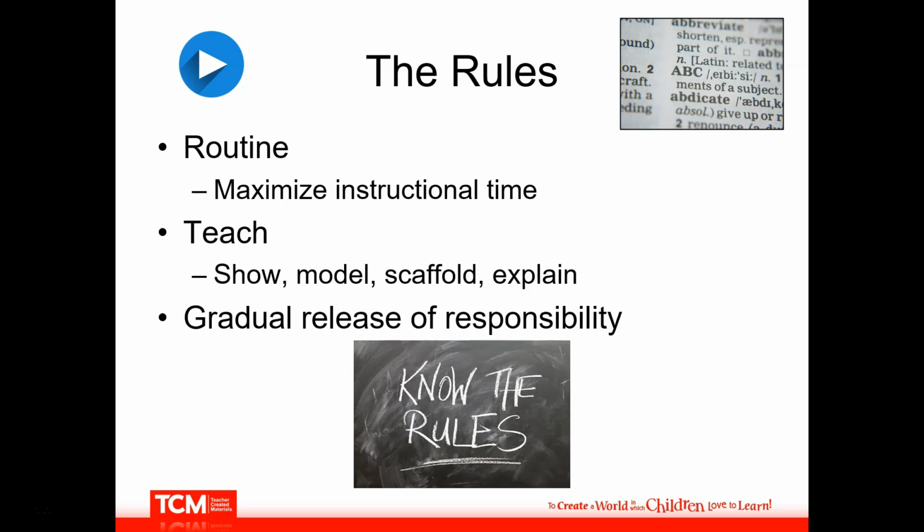That we need to teach. And very simply, we have to show, model, scaffold, and explain. Very, very similar to what I did earlier with the model in that activity you just completed. And then we also need to make sure that we follow a gradual release of responsibility with our students.